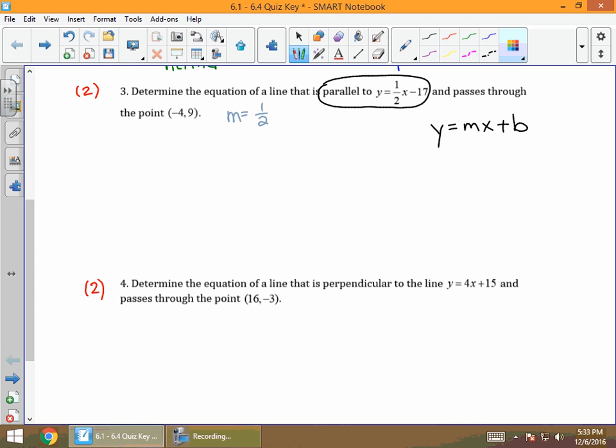It's not 1 over 2x. I kept seeing a lot of people putting an x there. It's just 1 over 2. It's the number in front of the x. So the slope here is 1 over 2. Now I need to find the y-intercept.